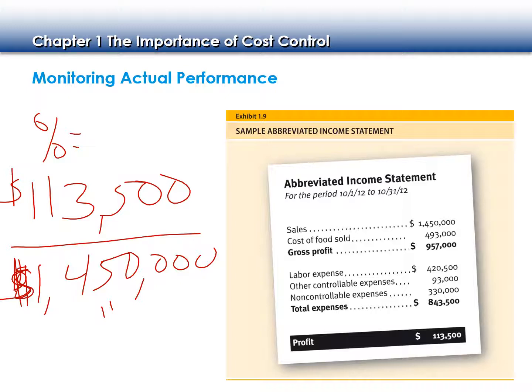7.8%. So we get 0.078. Okay? And that gives us 7.8%. Okay? You guys see how that works? Excellent. I'm going to go ahead and stop this video now.